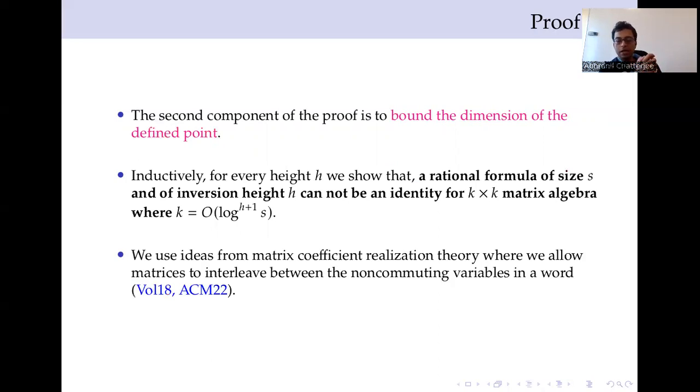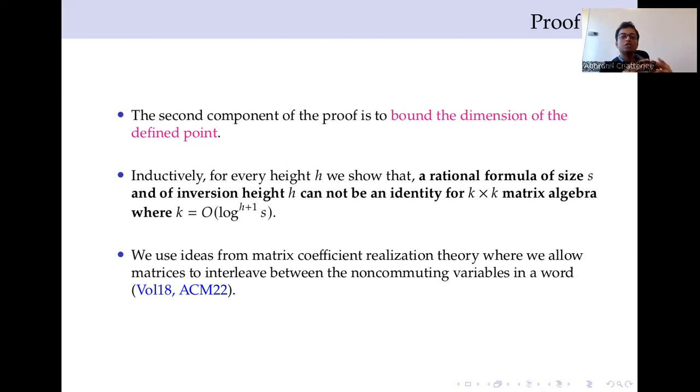To prove that, we use ideas from matrix coefficient realization theory, which essentially allows matrices to interleave between non-commutative variables also. In this general setting, it was extensively studied in this paper by Volčič on matrix coefficient realization theory, and also in our recent work where we showed this quasi-polynomial size hitting set for inversion height 2.